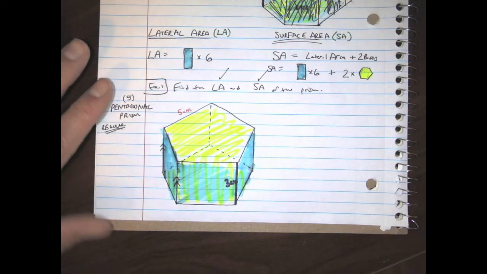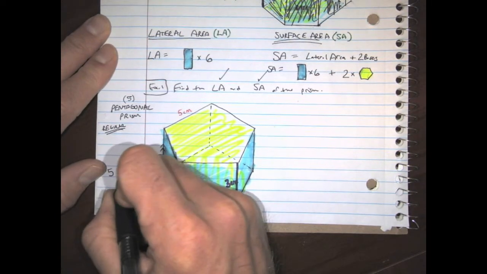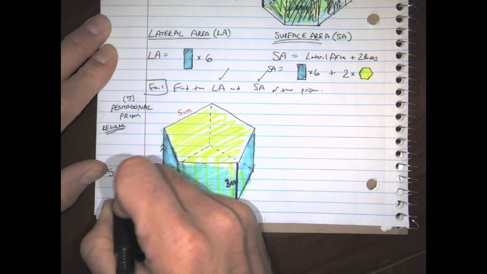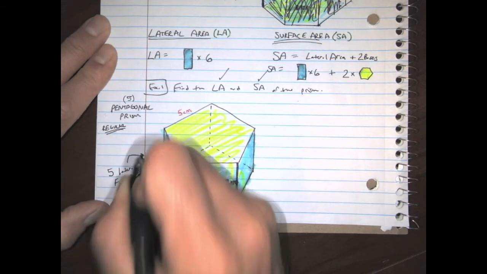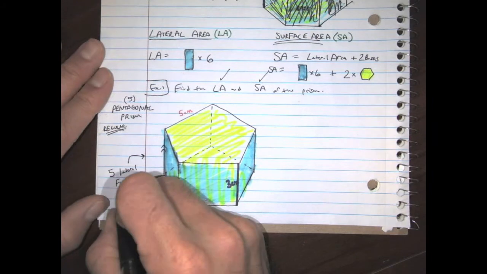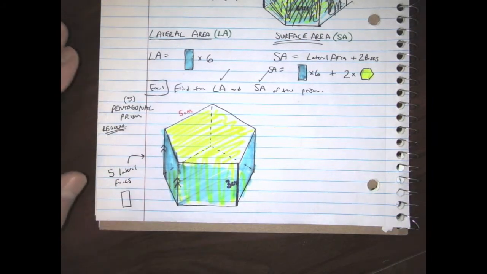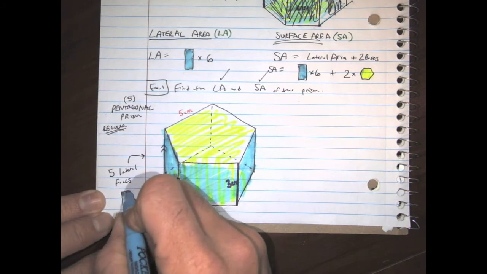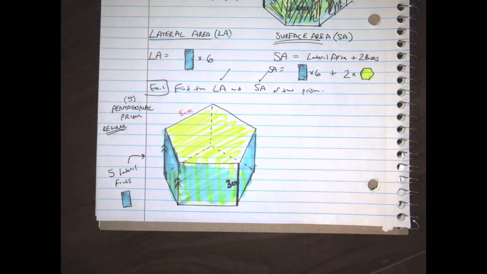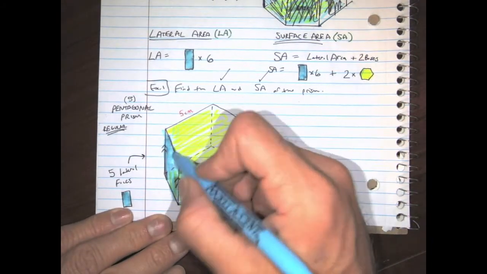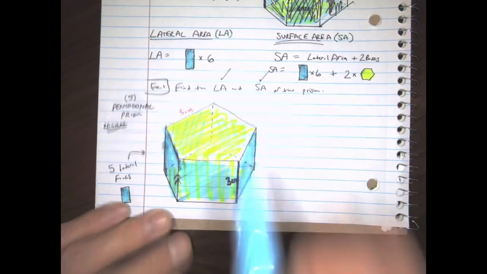It's not 6 anymore. You should have 5 lateral faces. There should be 5 rectangles. It's 5 because we're not working with a hexagon anymore. We're working with a pentagon. A pentagon has 5 sides. So there should be 5 rectangles. And the last 2 are right here and right here.